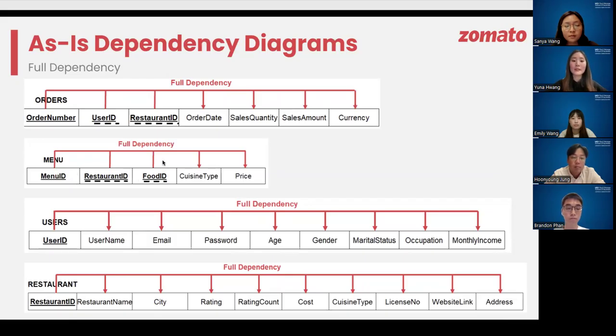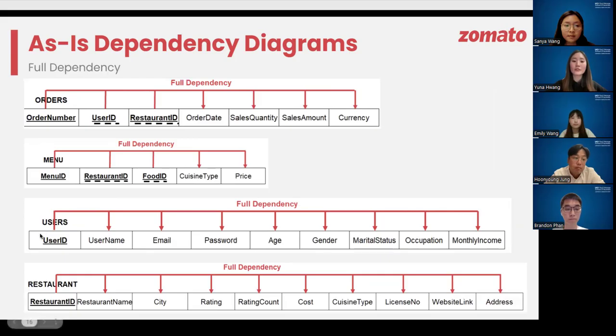Similarly, in the menu table, we have a composite primary key consisting of menu ID, restaurant ID, and food ID. Even though menu ID exists, all three attributes are needed as the composite key because a single menu ID can be associated with different food IDs based on whether the item is a vegan or non-vegan variation. These three attributes together determine other fields like cuisine type and price, also illustrating a full dependency.